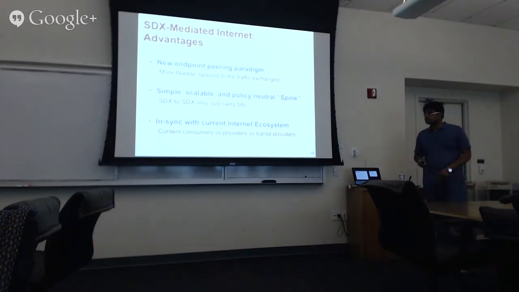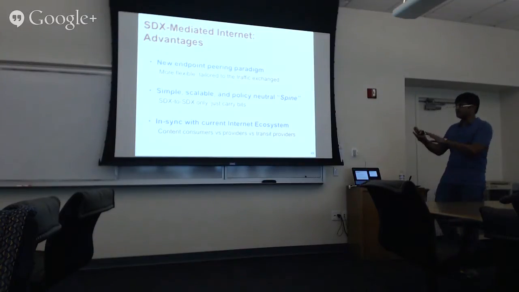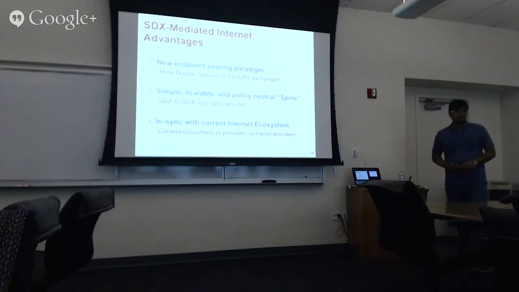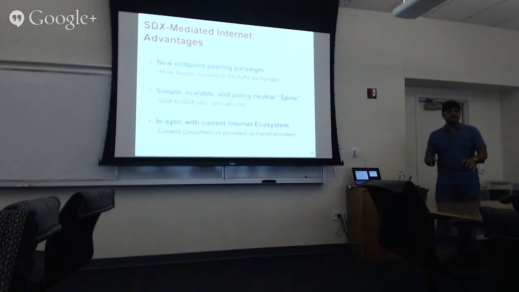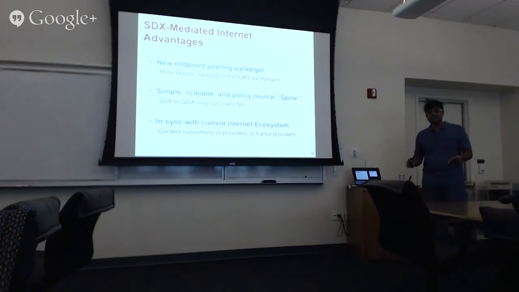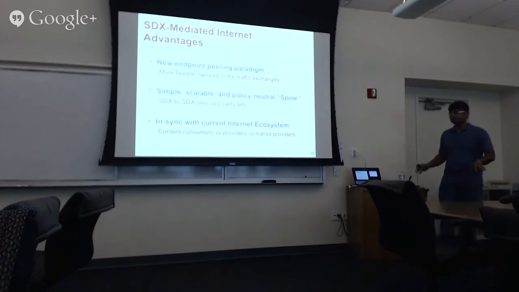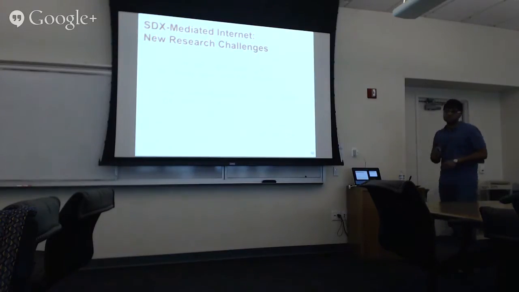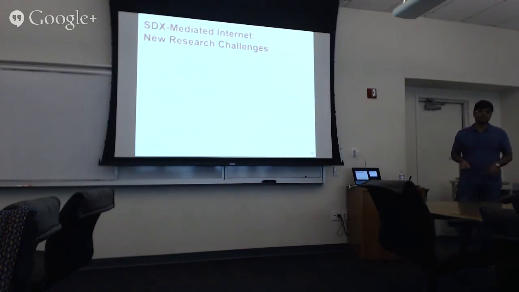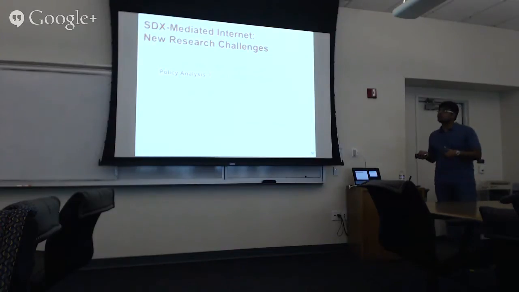and then there have to be policy schemes in place. This proposal which we're putting forward is not totally disruptive. It's currently in sync with the current internet ecosystem. We still have the content providers. We still have the eyeballs. We still have the transit providers. So it's not disruptive in that sense. But it also opens up a new set of research challenges, right? Because when I'm talking about a new end-point peering paradigm, we have to think about what kind of policies we're talking about.